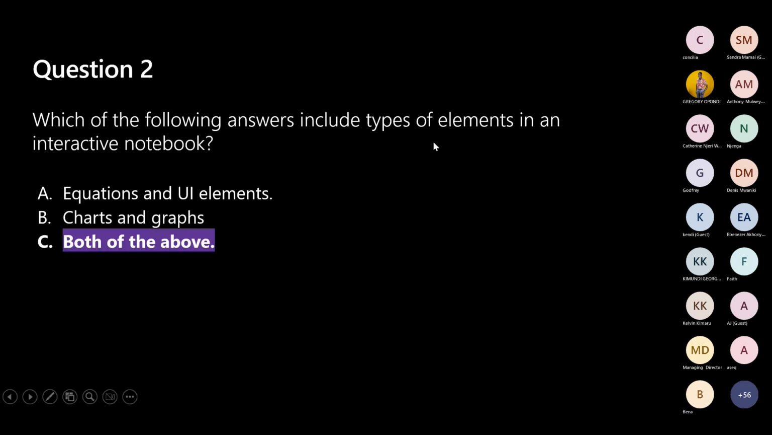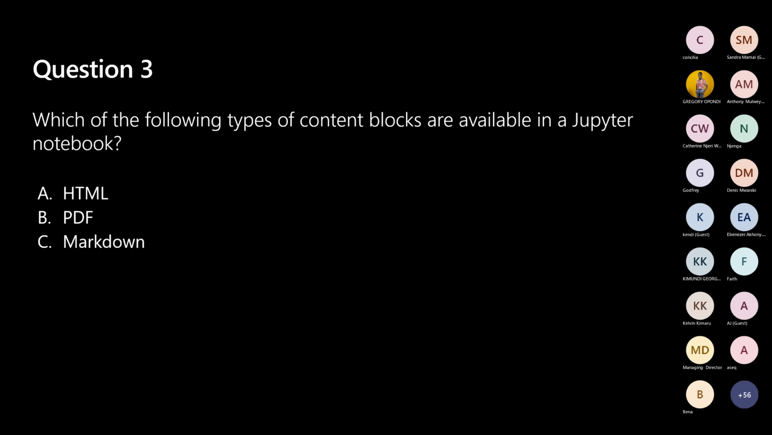Yeah, so it's both of the above. We can make equations and UI elements in Jupyter Notebooks. We can also draw charts and graphs, which makes it really awesome. So the next one is, which one of the following types of content blocks are available in a Jupyter Notebook? C. Kathy. C. Markdown.